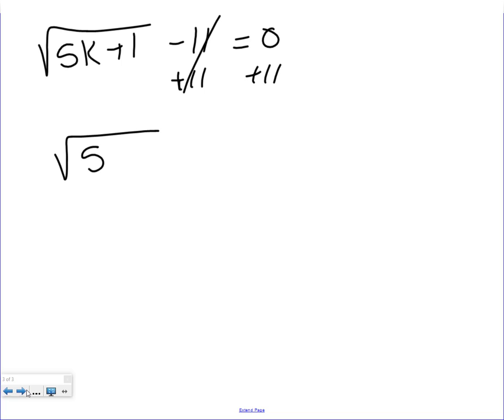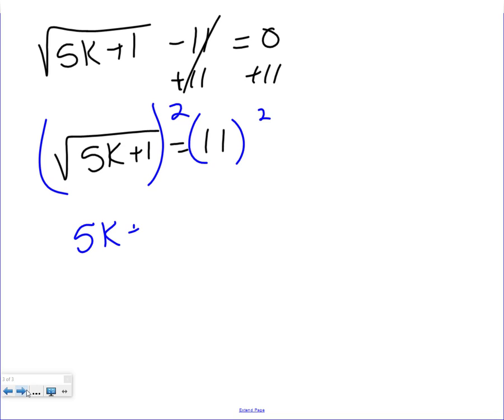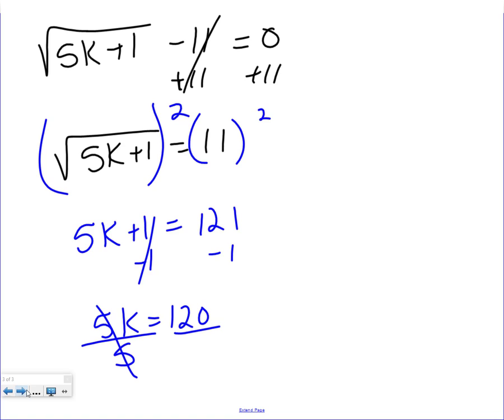And I have 5k plus 1 equals 11, and now we're ready to apply the same rules that we've been doing to both sides. And 11 squared is 121. I'm going to subtract 1 from both sides to move the numbers away, and I end up with 5k is equal to 120. I'm going to divide by 5 on both sides to get k all by itself, and I find k equals 24.